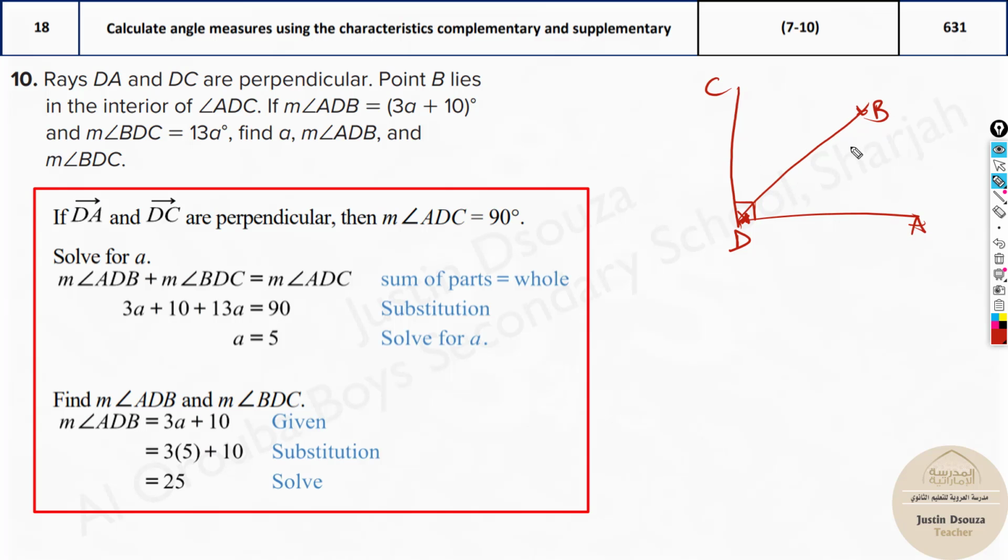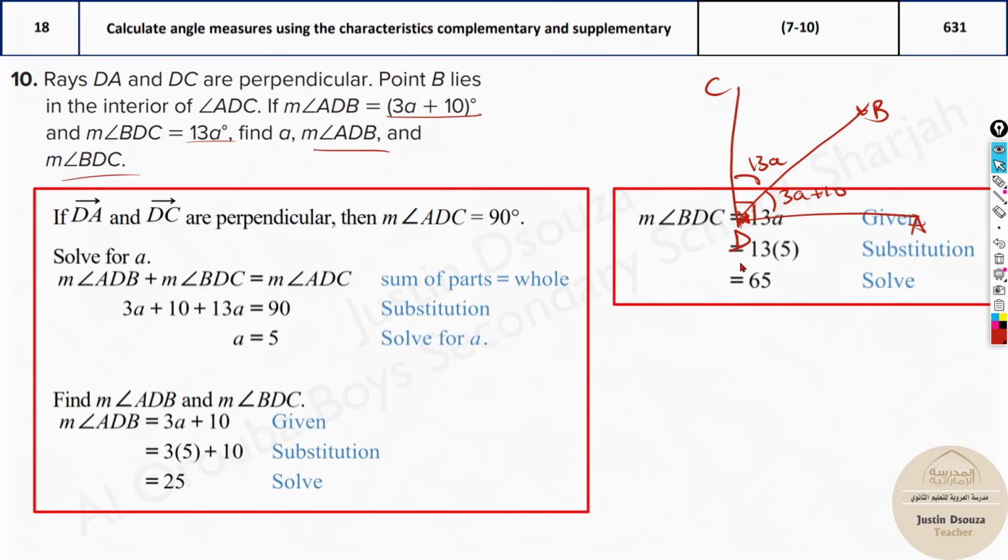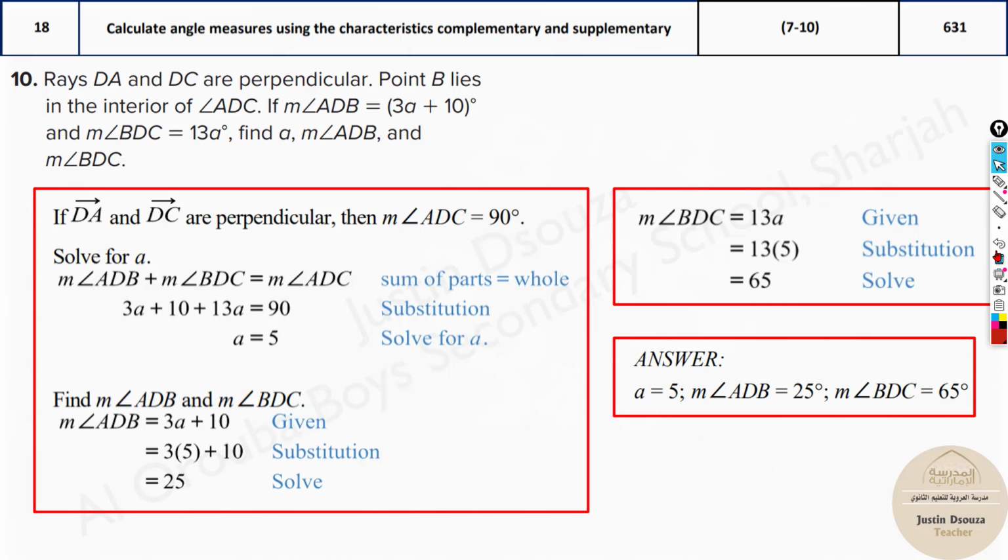Now over here, we know ADB is 3A plus 10 and BDC is 13A. So when you add these two, what do you get? You get 90 degrees. So it's 3A plus 10 plus 13A equals 90. You solve for A. A is 5. And then they have asked you to solve for the measures of ADB and BDC. So substitute A back over here in ADB and BDC, and you will get the answer. So the measures are 25 and 65, and there you go. This is the answer. Please note this is a rough sketch. Please draw a rough sketch and then you can get the answers easily.